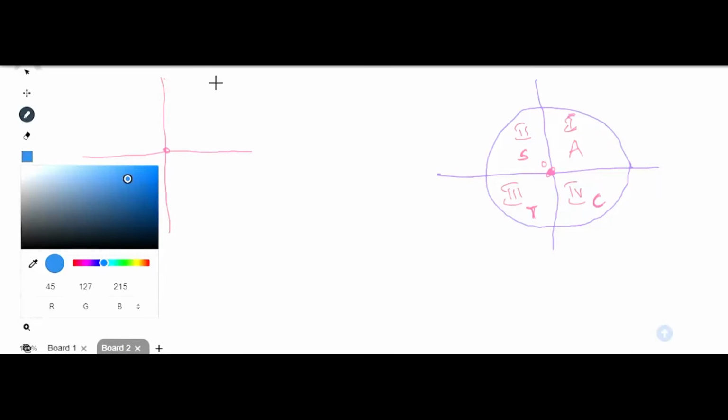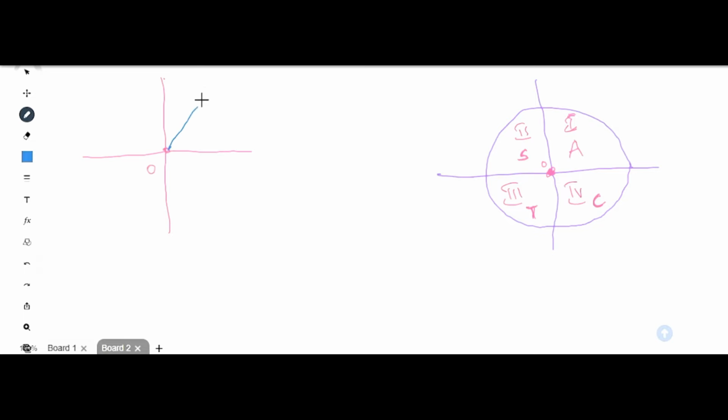See, trigonometric functions are always considered for triangles, right? Let me draw a triangle here. Let's consider the base of the triangle to be 3 and the perpendicular to be 4. And what would be the hypotenuse? 5. Perfect.